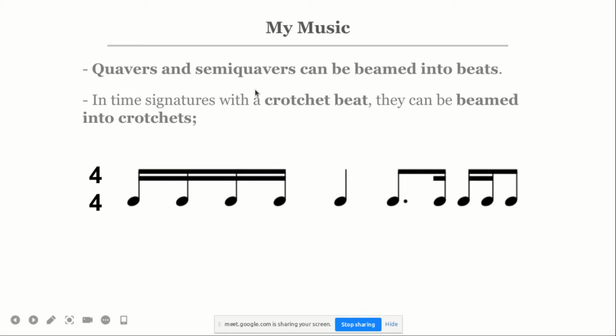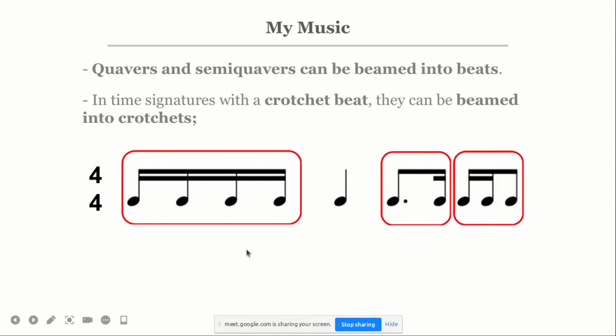So, quavers and semiquavers can be beamed into beats. In time signatures with a crochet beat, that is 3/4, 4/4, and 2/4, that is 2 crochets, 3 crochets, or 4 crochets, they can be beamed into crochets. So if you have 4 semiquavers, beam them together to make a crochet. These 4 semiquavers here are making 1 crochet, as you can see.